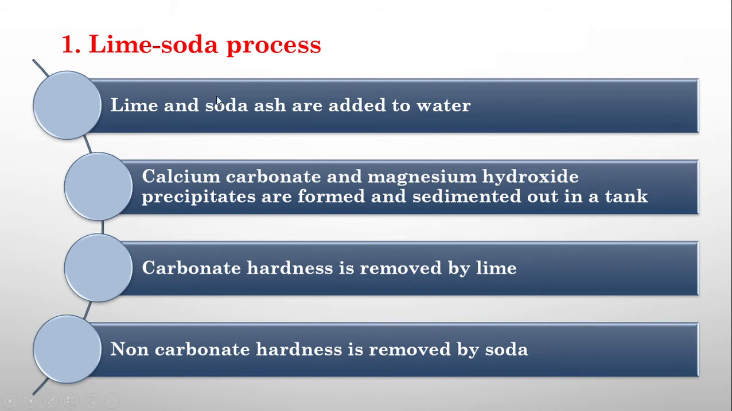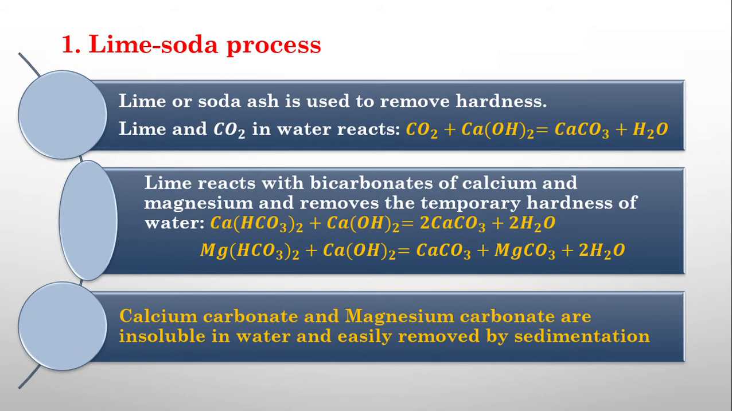While adding this lime and soda ash, what will happen is the calcium carbonate and magnesium hydroxide are formed. By the addition of these two, calcium carbonate and magnesium hydroxide will be formed as precipitates, and this can be sedimented out. So the hardness of the water is removed. So carbonate hardness is removed by lime, and non-carbonate hardness is removed by the soda. Okay, so this is a process occurring. We'll see the equations for that.